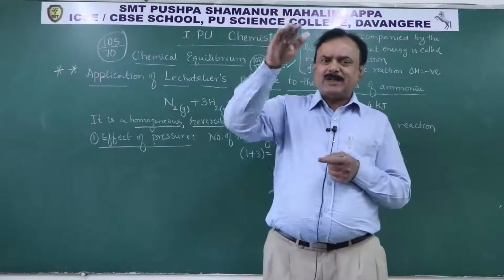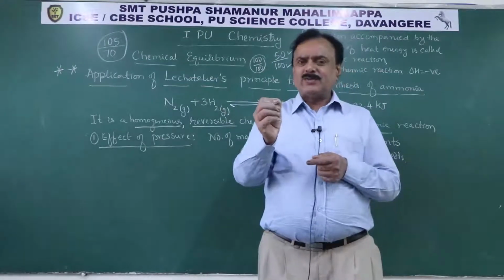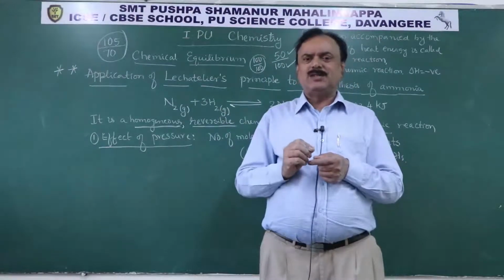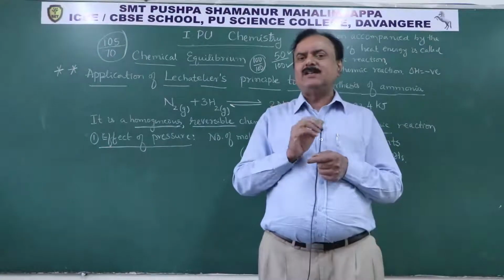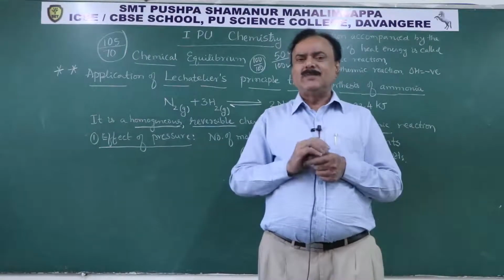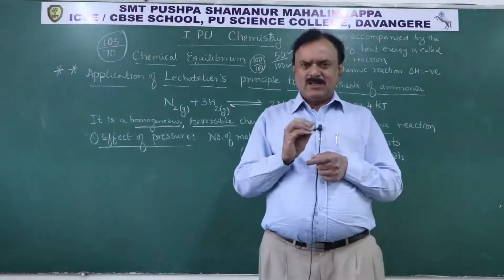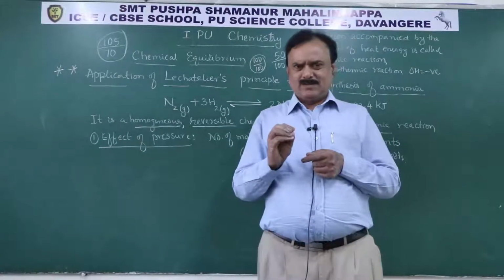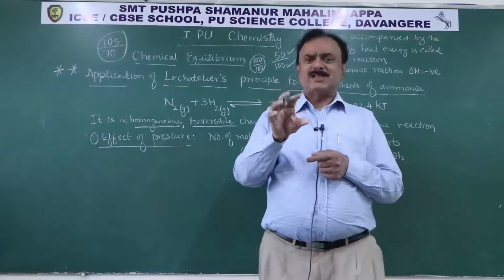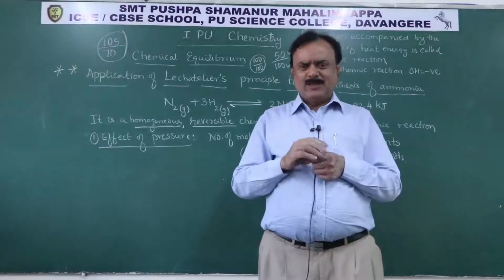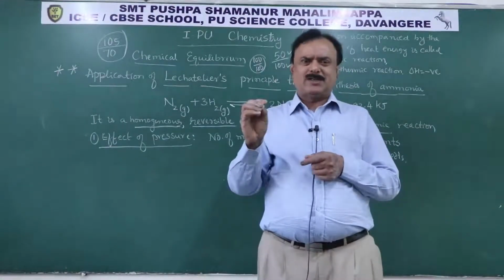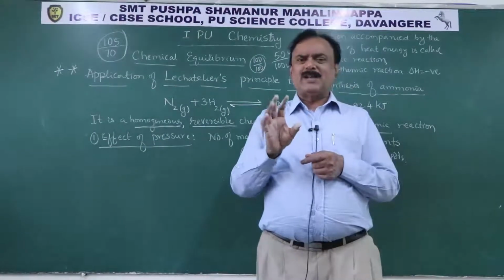Suppose when you apply pressure, molecules of nitrogen and hydrogen will come close together and they will hit one another. They collide with one another. When the nitrogen and hydrogen molecules come close together and collide, then some of the molecules, which are considered the active molecules, are ready to give the products. That is the mechanism behind it.